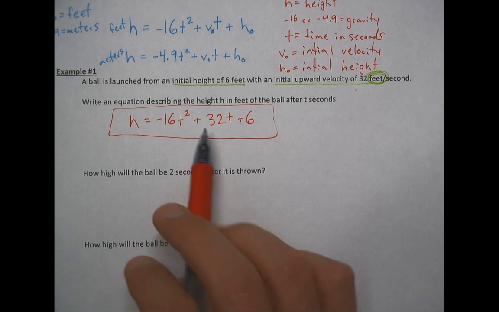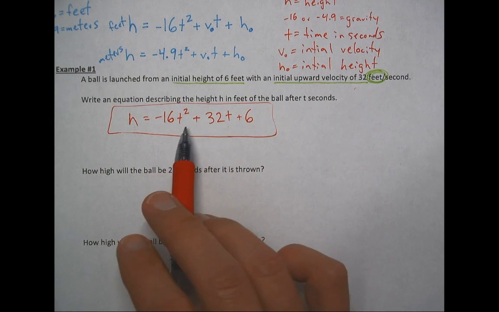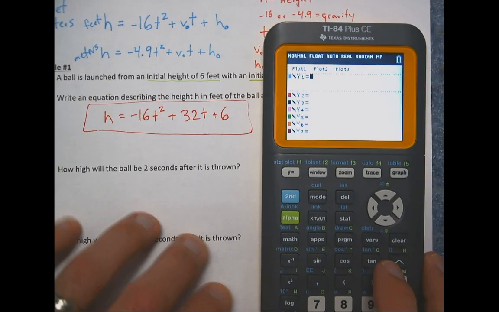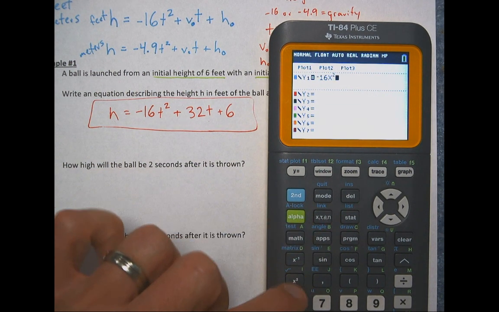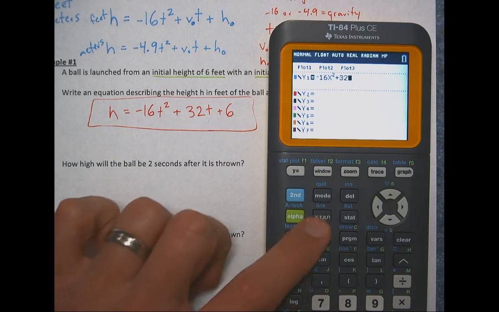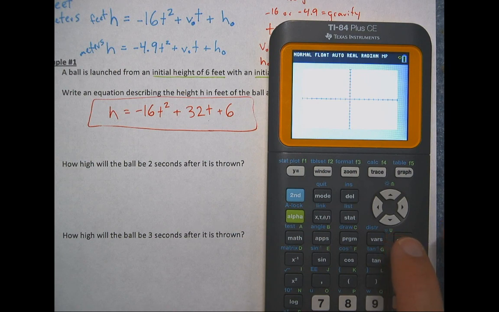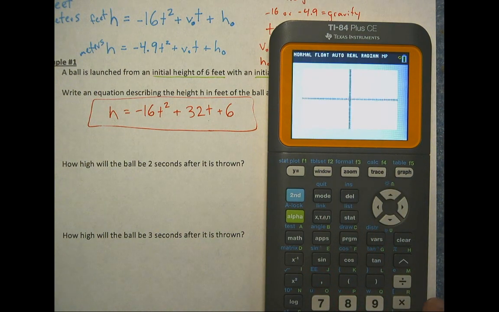So what this equation will give me is the height of this ball after a certain number of seconds. So real quick, let's get a visual of this so we understand what's going on and why we're using this equation. So negative 16x squared plus 32x plus 6. Let's go ahead and take a look at our graph. What does this look like? And so we probably want to zoom out here just so we can get a better view of it.